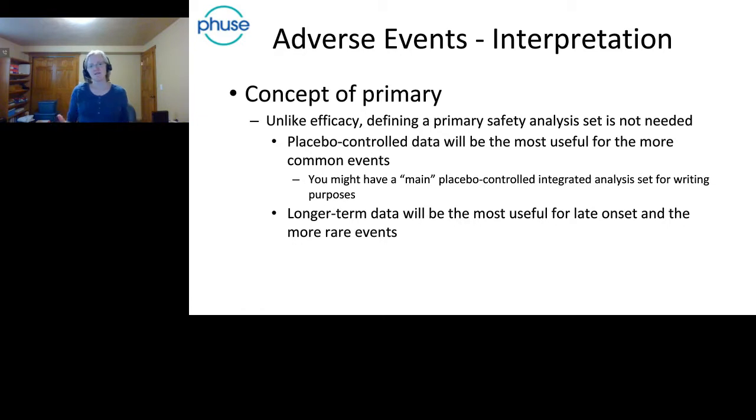All of the data is important. Placebo-controlled data tends to be more important for the more common events, but uncontrolled data and individual case reviews tend to be more important for the serious events. So one analysis set might be more useful in one setting, and another analysis set might be more useful in another for other types of events. So we really don't need to be defining a primary analysis set.